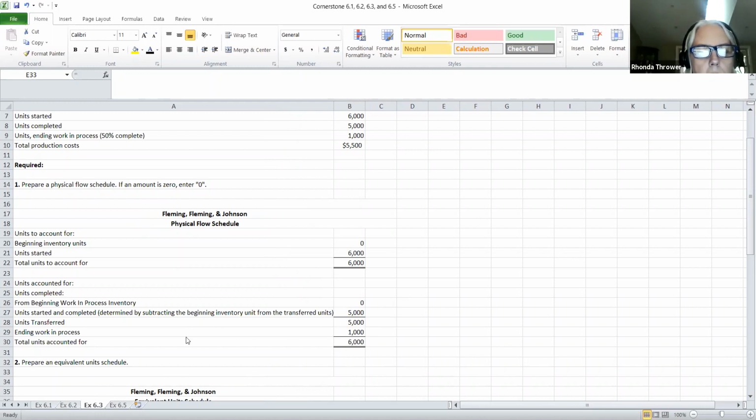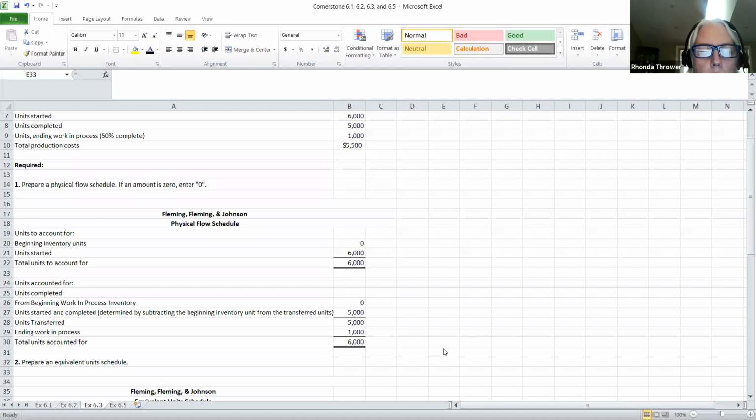Now, they told us that we had some ending inventory and that ending inventory was 1,000 units. That was a given amount here. So if you add what you transferred plus your ending inventory, it'll give you the total units to account for, or the total units accounted for. Notice this equals this amount right here. It's a reconciliation of this. This is just a further breakdown of what's happened up here.